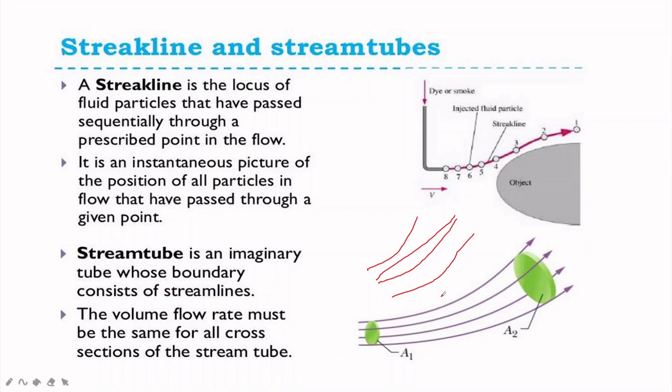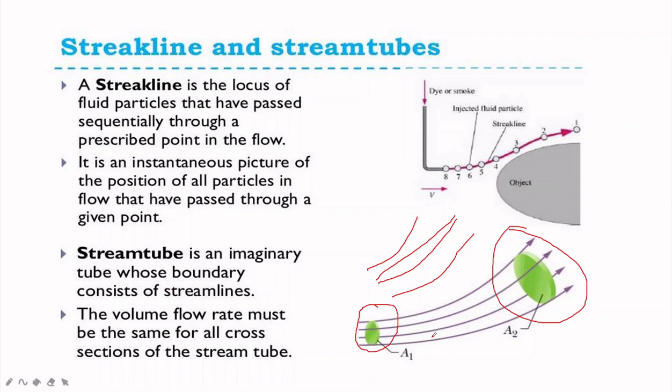The stream tube. The volume flow rate must be the same for all cross sections of the stream tube. So what is the volume flow rate here? It is the same as here. Okay, so this is nothing but conservation of mass. You'll get to know in the coming slides.